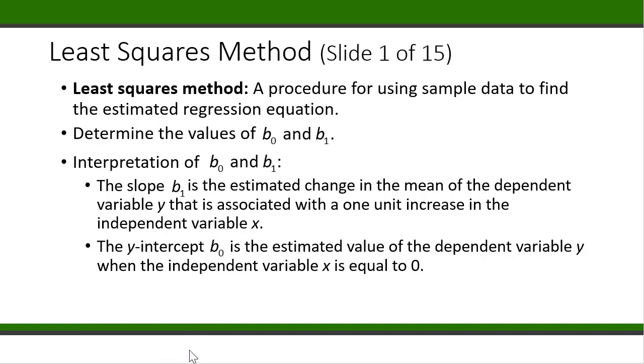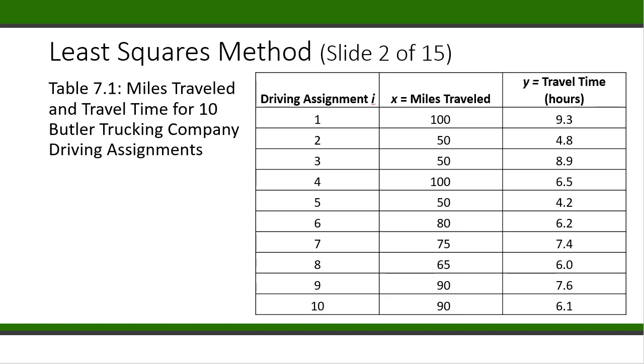The intercept, where the line crosses the y-axis, is b0. And it's the estimated value of the dependent variable y when x is equal to 0. So here's the Butler data again. Again, we want to use a regression analysis to determine if we know the miles traveled, can we predict the time spent traveling.